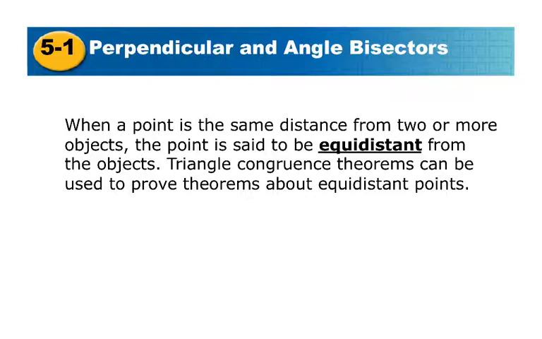Alright, so in taking a look at Chapter 5, Section 1, when a point is the same distance from two or more objects, that point is said to be equidistant from those objects. So whatever it is that we have, if we have something in the middle that has a distance that is going to be the same as the next distance, this point is the equidistant point. Triangle congruence theorems can be used to prove theorems about equidistant points. So when we talk about our previous chapter of side, side, side, side, angle, side, those are going to be helpful in understanding this equidistant idea.